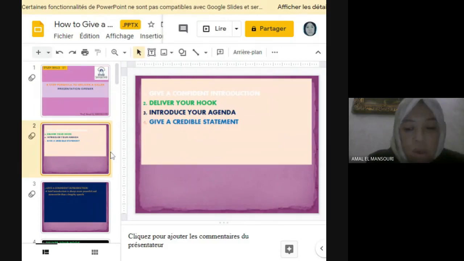So now we have to know the steps of presenting a good presentation. The first step is that you should give a confident introduction. What do we mean by a confident introduction? You have to make sure to introduce yourself. Try to keep it relatively short and always remember that they are not here to listen to your entire life story. A brief introduction is always more powerful and memorable than a lengthy speech. You have to be short at the beginning when you introduce yourself.